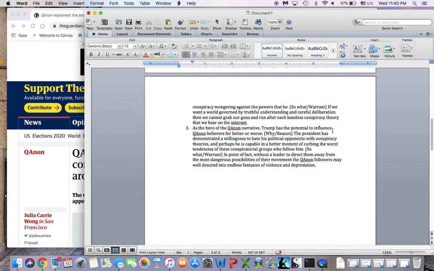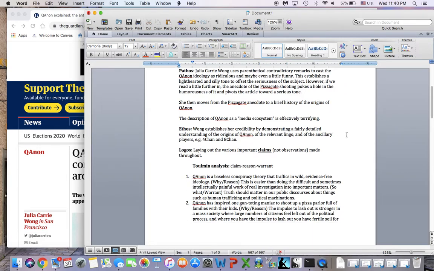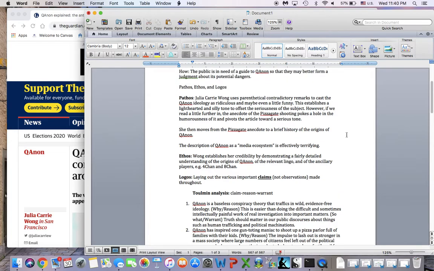So let's go back up here to our notes on Ethos and Pathos. Do we see any weakness in this? Let's see. The Pathos, you know what? I'm going to claim I see a weakness in it just to make my argument interesting. I'm going to claim that her attempt at humor at the beginning, like when we talked about that up here. So I said Julia Wong uses parenthetical contradictory remarks to cast the QAnon ideology as ridiculous and maybe even a little funny. I'm actually going to argue that that's a misstep on her part, just to be interesting.